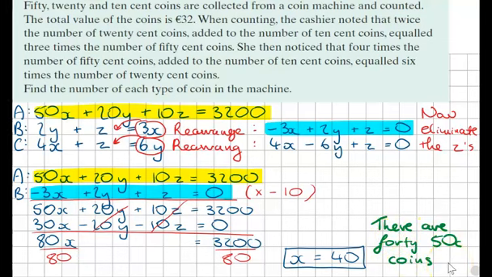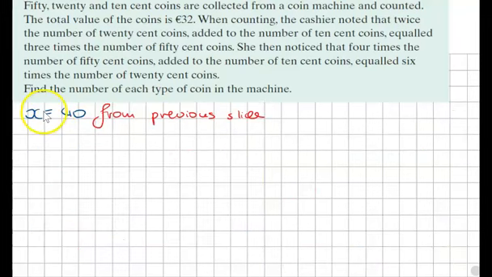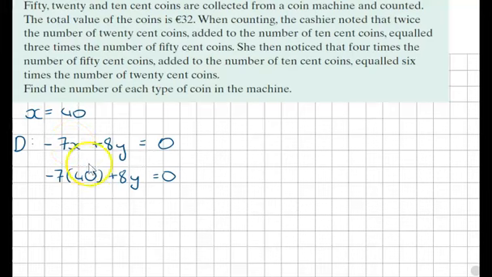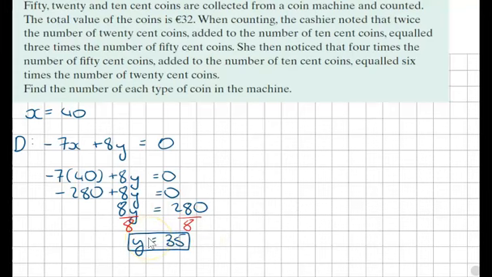Now we need to figure out what y and z are equal to. So x is equal to 40, that's from the previous slide. And equation D that we set up is minus 7x plus 8y is equal to 0. Replacing the x with a set of brackets and putting 40 into the brackets, I get minus 280 plus 8y is equal to 0. 8y is equal to 280. So y is equal to 35. So there are 35 20-cent coins.